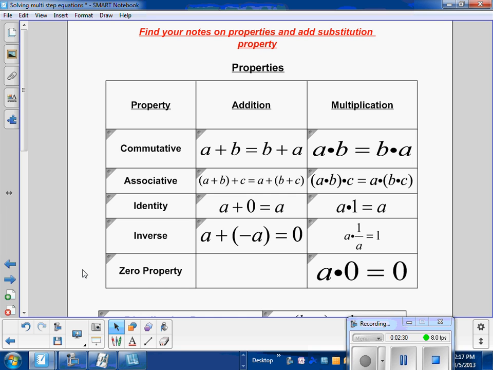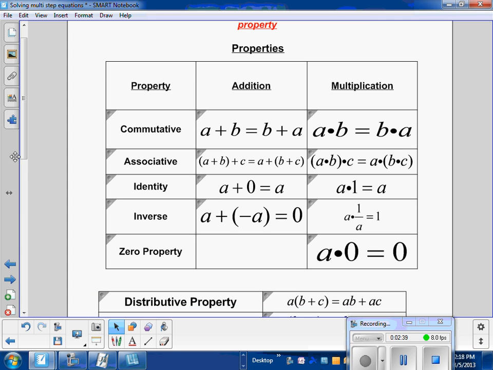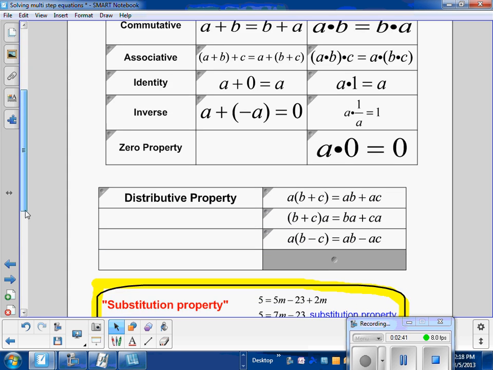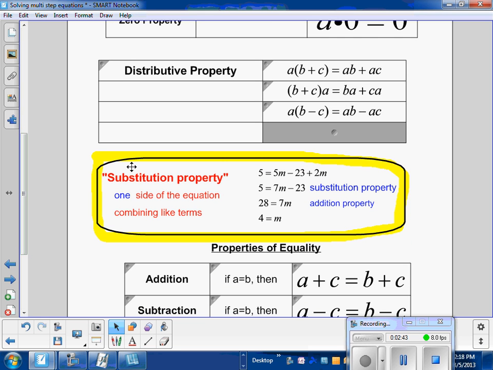So I'd like you to find your notes on properties and add the substitution property. This is what your notes on properties look like. There were some tables. If you could squeeze this part about substitution after the distributive property, that would be a good place. If not, anywhere it would fit, but I want this also written in the part of your notes about properties. So go ahead and take a moment and copy that down.